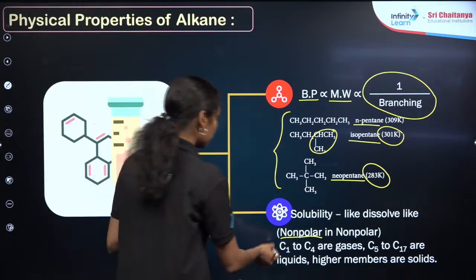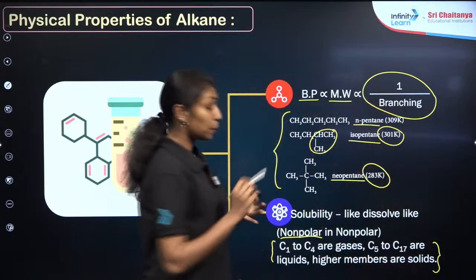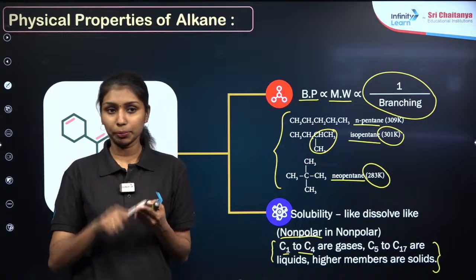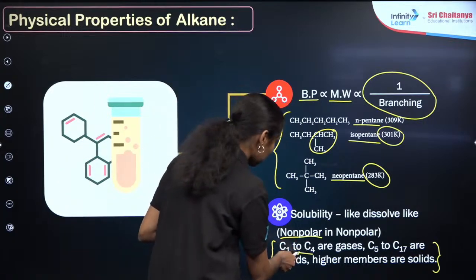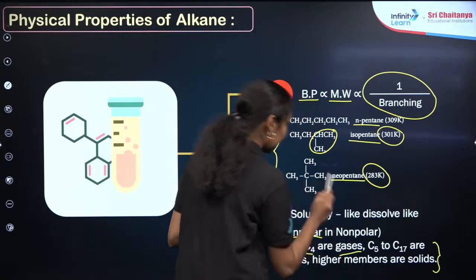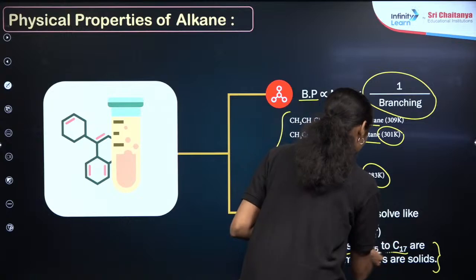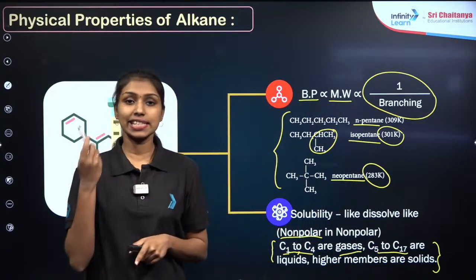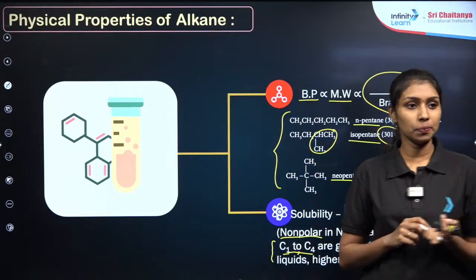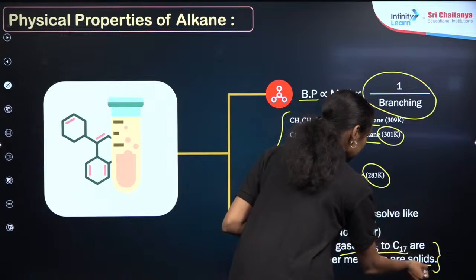The last point about the physical properties, based on the number of carbon atoms. From C1 to C4, which means methane, ethane, propane and butane, these 4 hydrocarbons are gases. Then C5 to C17, starting from pentane, will be liquids. Then higher members like C18, C19 and so forth will be solids. Clear? Here you want to memorize some of the terms.